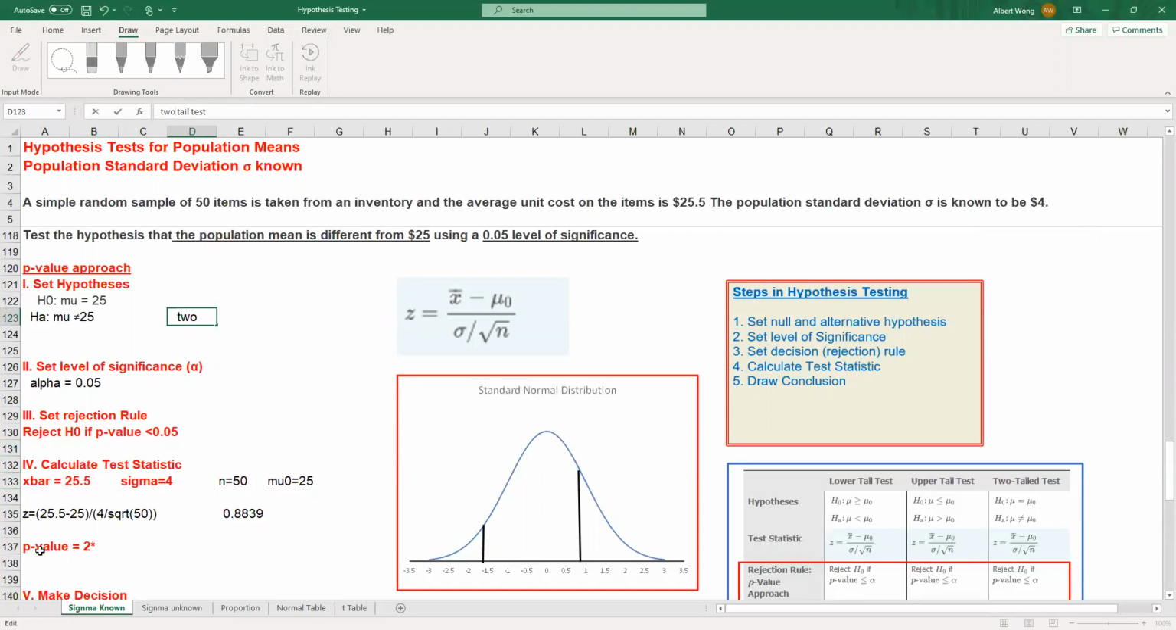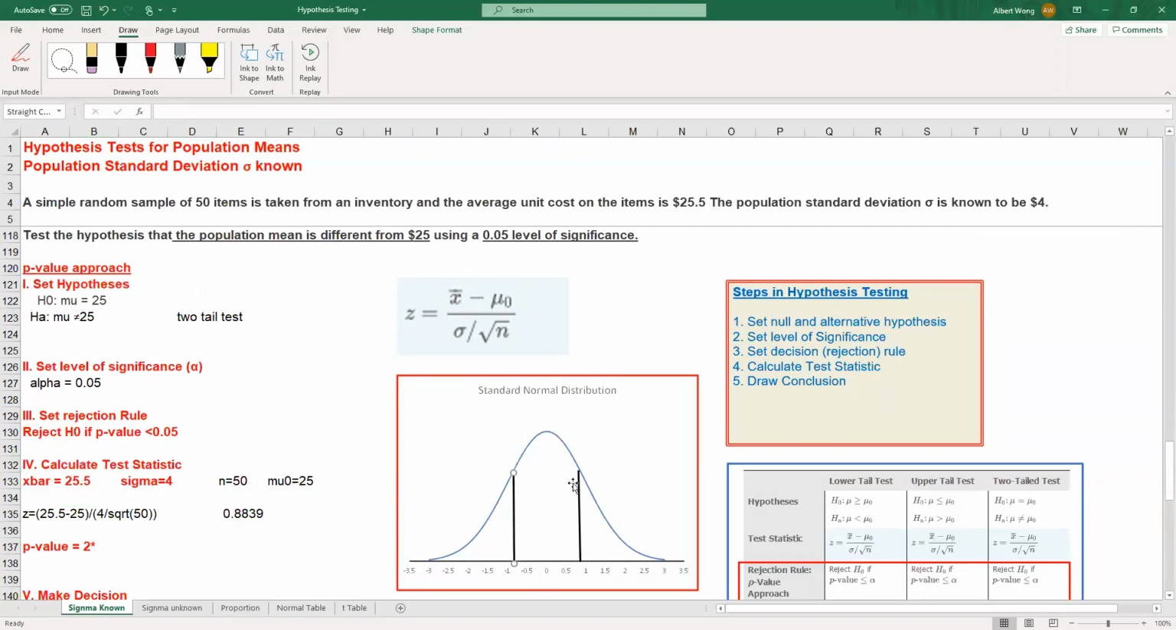Okay, but how do you calculate this area? Theoretically, you have to look at both sides, right? You have to look at this side and then this side. But because the normal distribution is symmetric, we can just calculate this area and multiply by 2. How do we calculate this area?